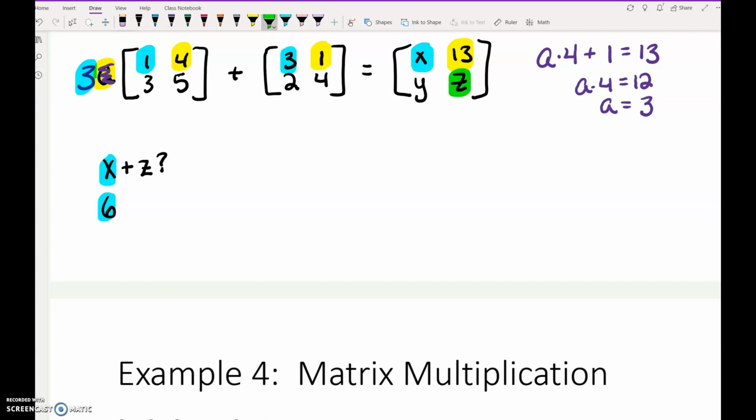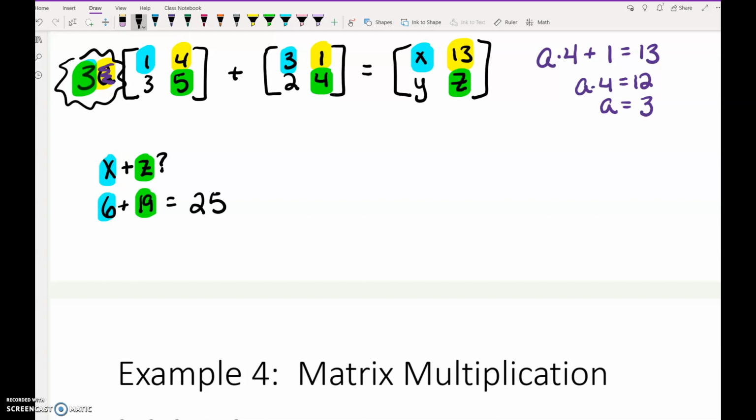And for z, if you trace z back, what is 3 times 5? 15. And 15 plus 4? 19. So what is 6 plus 19? 25. If you know how to figure out what this number is, or one of the missing numbers, you can use that to find the rest of them and then answer whatever question is posed to you.